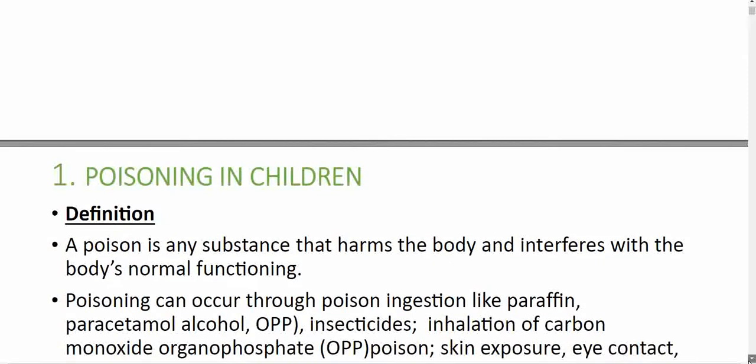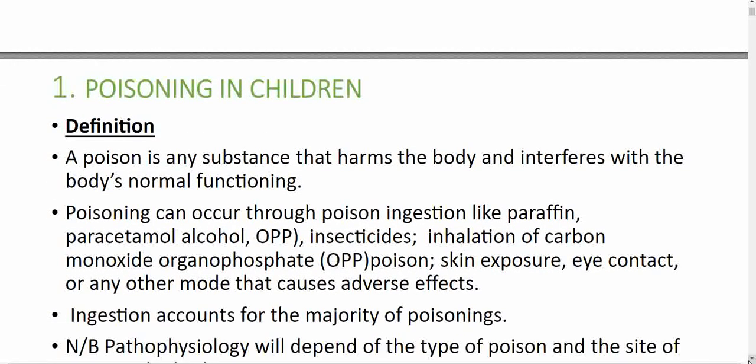Okay, so poisoning in children, you start from the definition. A poison is any substance that harms the body and interferes with the body's normal functioning. Poisoning can occur through poison ingestion, like paraffin, right?